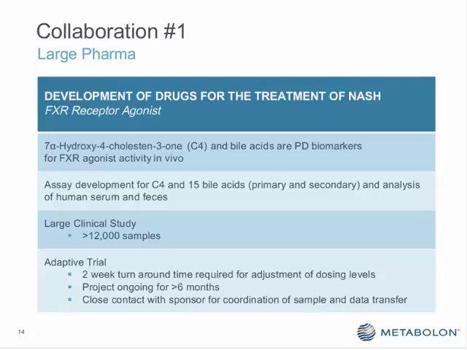So we developed an assay for them for C4 and 15 bile acids, and the bile acids are a panel for us. And we analyzed human serum and feces for them. This was a very large clinical study, over 12,000 samples that ran over about 6 months. The samples were sent to us batch-wise, and we had a 2-week turnaround time between the time the samples came in and the data went out. And this was required for adjustment of dosing levels for the next cohort. So it was a really nice study, ran very smoothly, and it was a really fun one to work on.